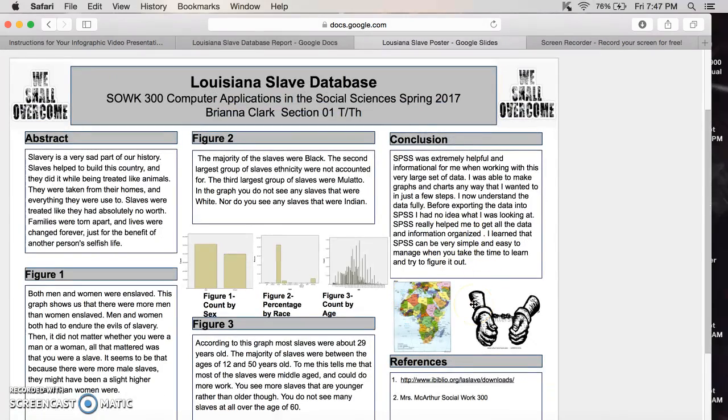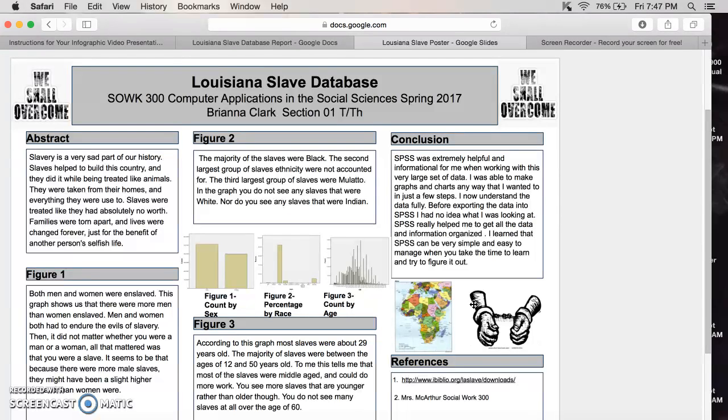And then in my conclusion, I stated that SPSS was extremely helpful and informational for me when looking at this very large set of data. At first, when I saw all the numbers and the data, I was very confused and I didn't know what to do. But then when I started to take time out and to understand SPSS, I was able to start making graphs and analyze the data in a more organized and clear way so that I was able to understand the data fully.